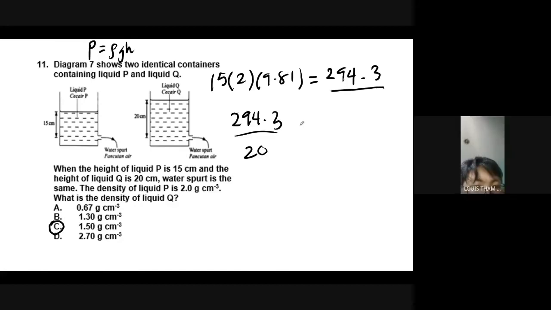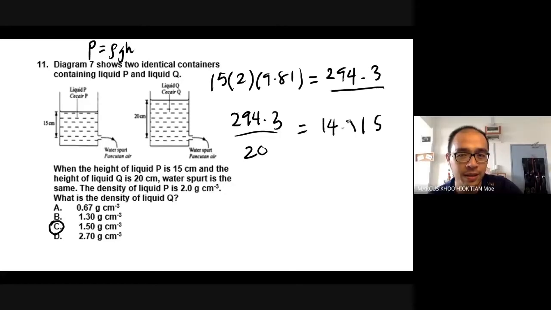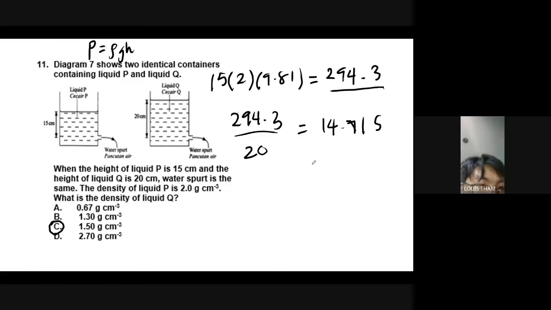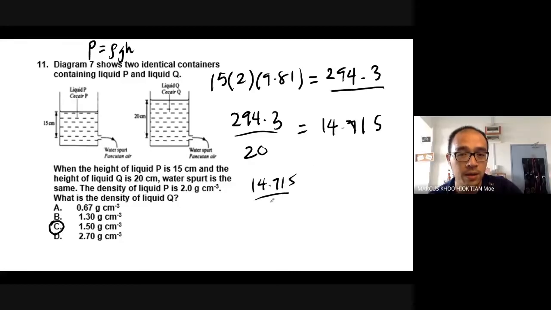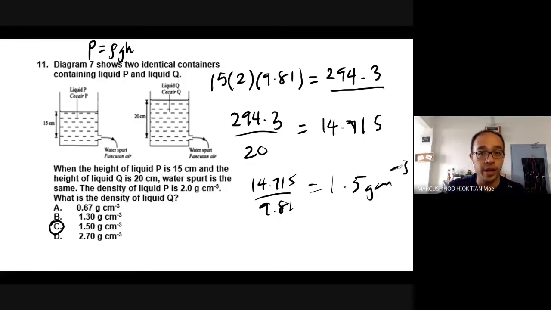And then it should get 14.715. Okay. And then divide by 9.81. Okay. And you get about 1.5 grams per centimeter cubed. Okay. Yeah, I think Louis is on the right track. Okay, but maybe people are kind of wondering, why divide by 20 and then divide by 9.81?